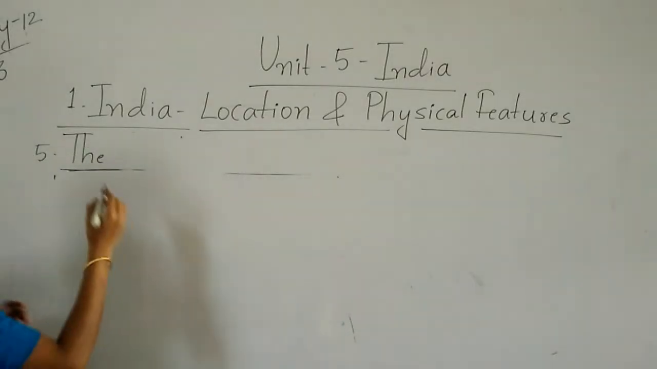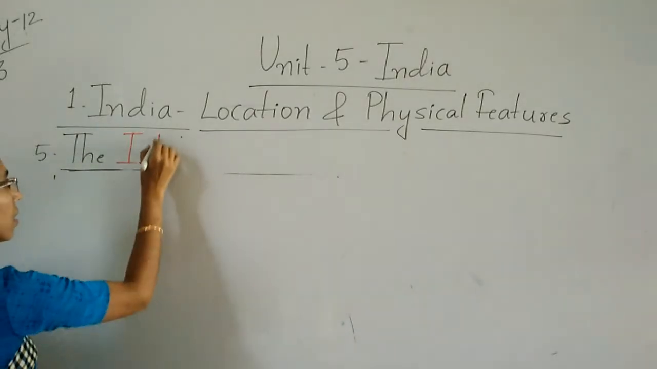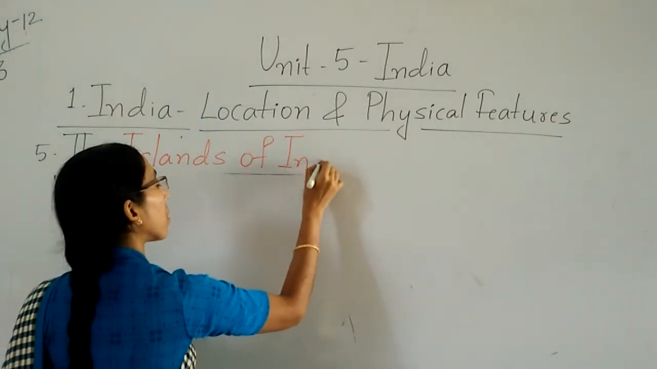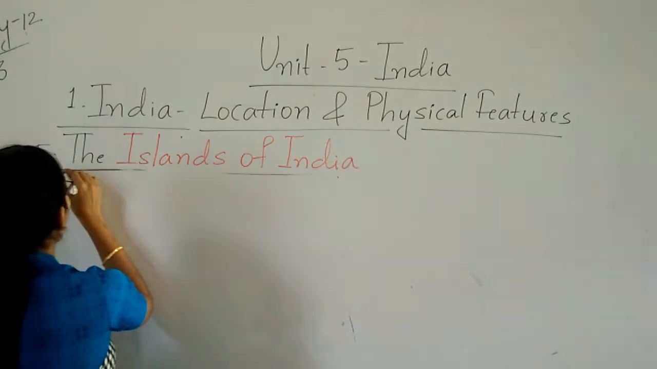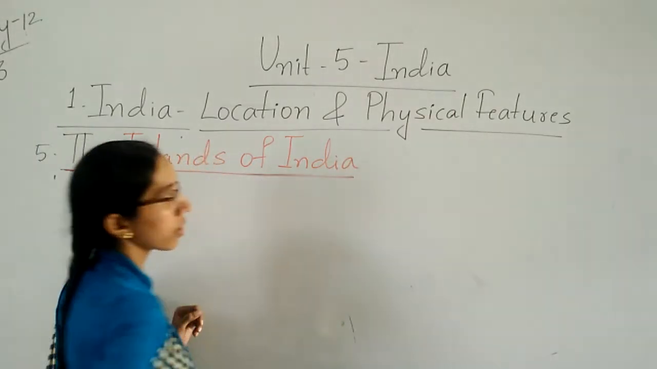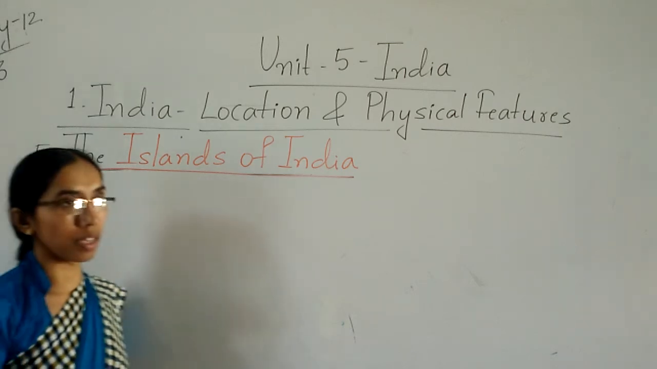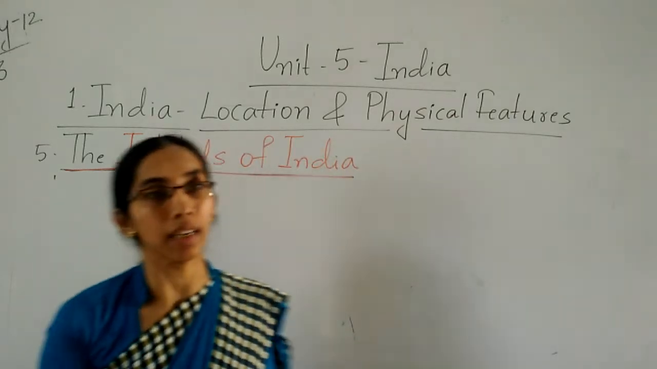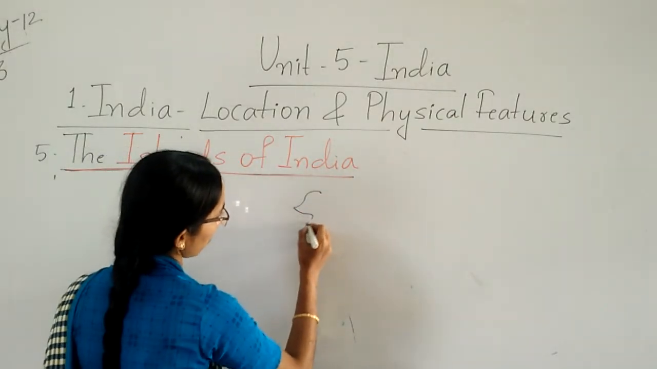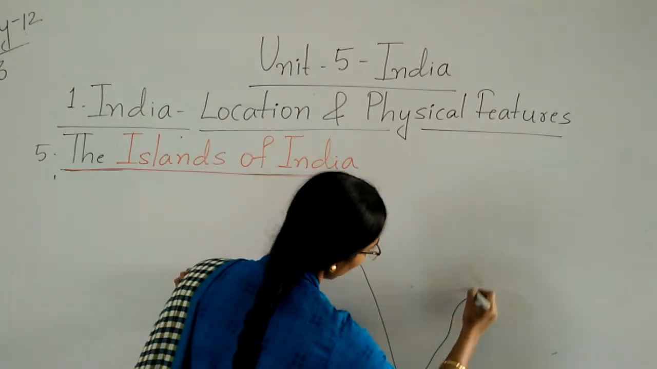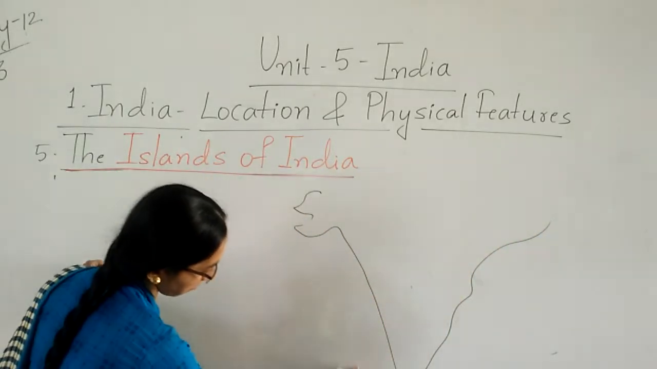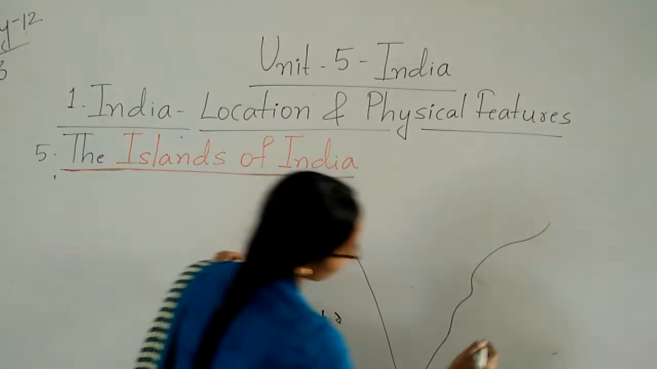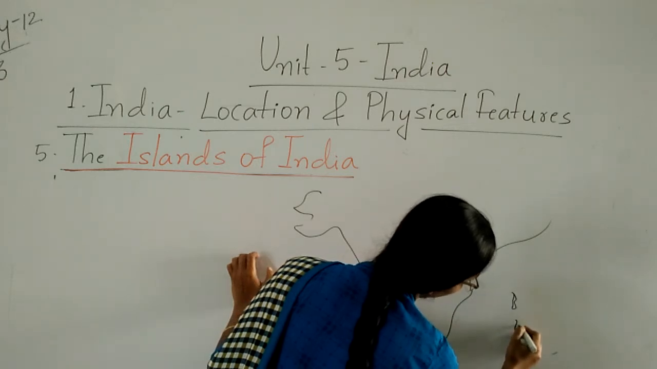Next one is the islands of India. Okay, children. The islands of India. Island means what? First you understand the meaning of island. Island means what here, children? Which land is surrounded by water, and that is called the islands.